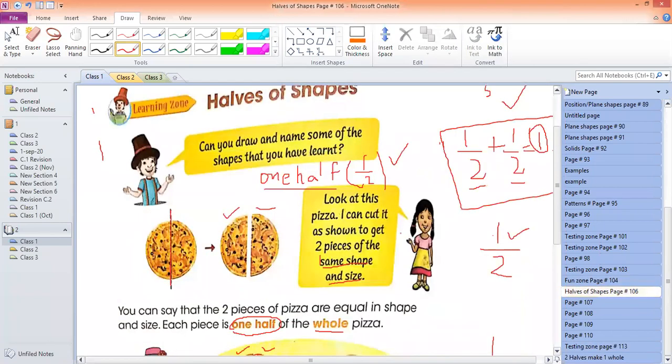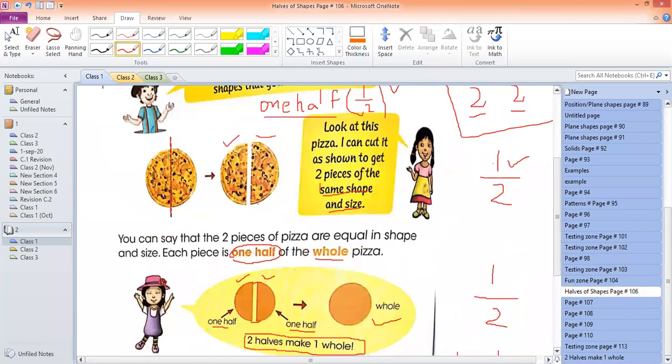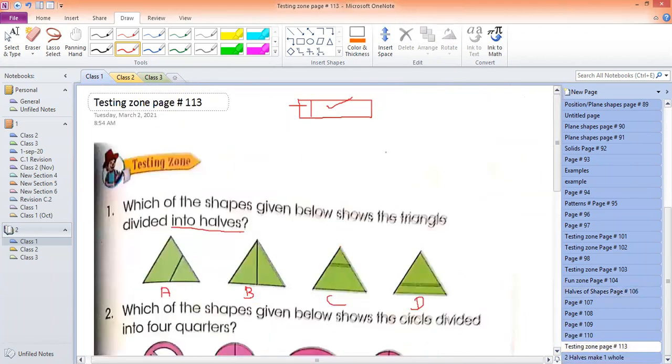Again, I go to page number 106 and look here. What is half, guys? If we divide into two equal parts in such a way that both parts have same shape and same size, in that case, they are divided into halves. If I cut the whole pizza from here like this, this piece is not half. For dividing half, we have to divide equally into two parts. How can we do it? For dividing equally, it should be same in size as well, and same in shape as well. So I am talking about A. Guys, you have to check about A.